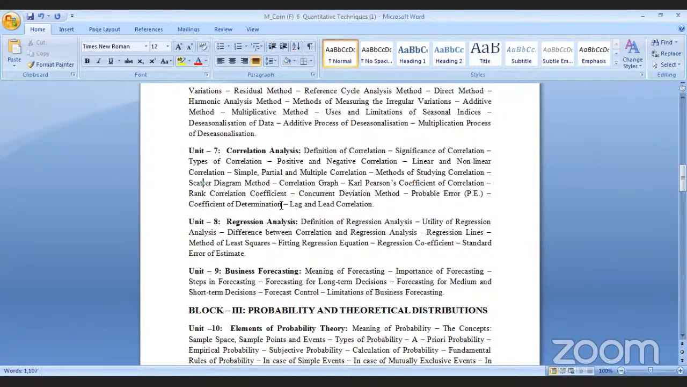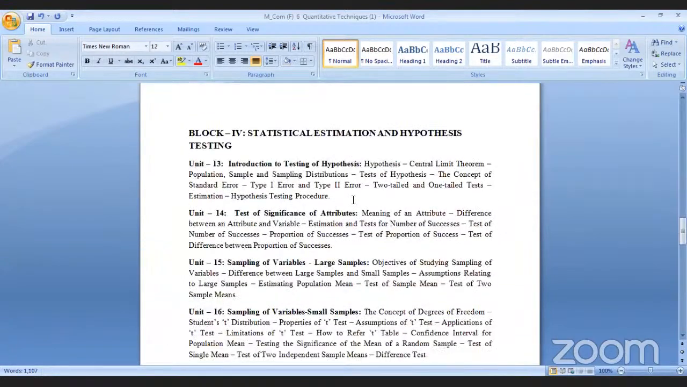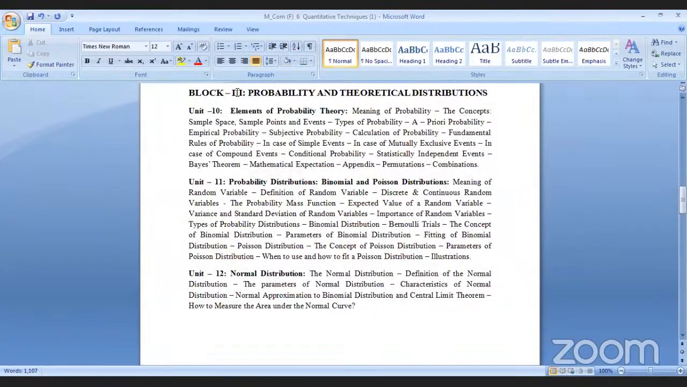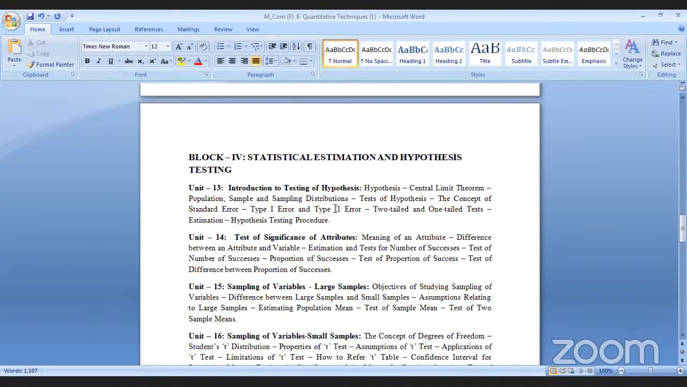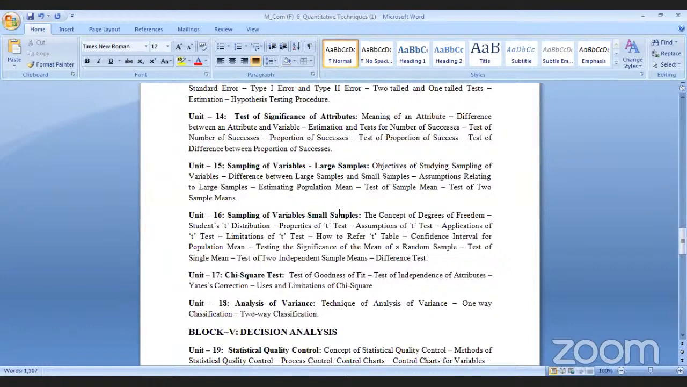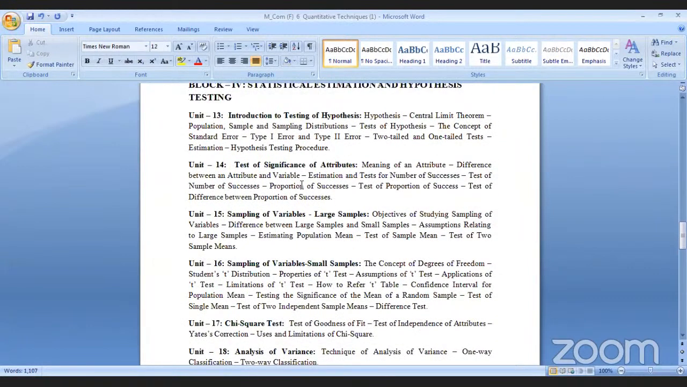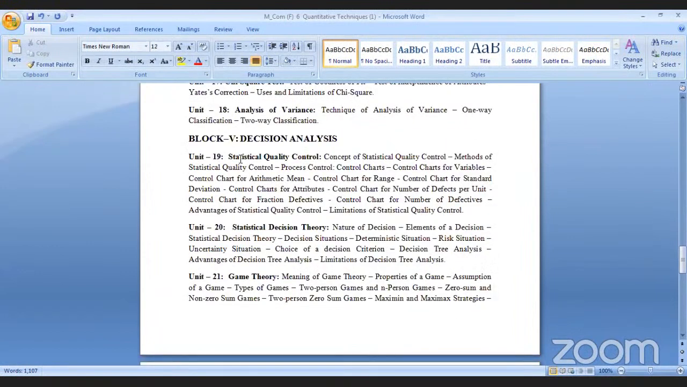Then after that I will go for regression analysis. For regression topics we have only 2 more classes, so I will focus on the important topics. In block number 3, topics 10, 11, 12 are the problematic ones, and I will focus on the important points only. Then in block number 4, topics 13, 14, 15, 16, 17 and 18 are the important topics and also the problematic part. So we are going to see that. In statistical quality control also, these are important topics.